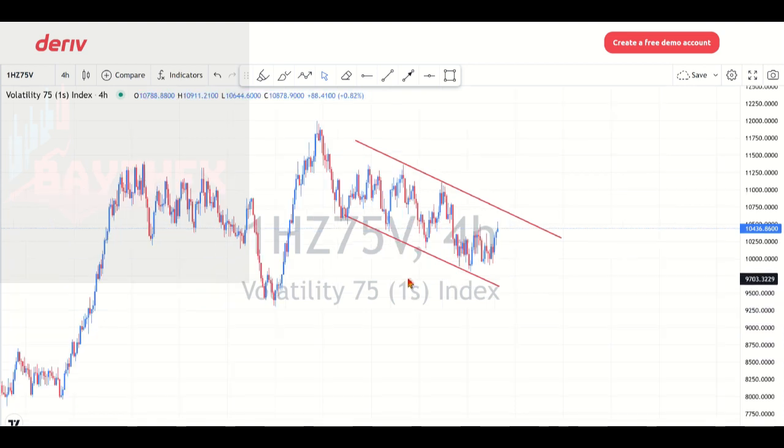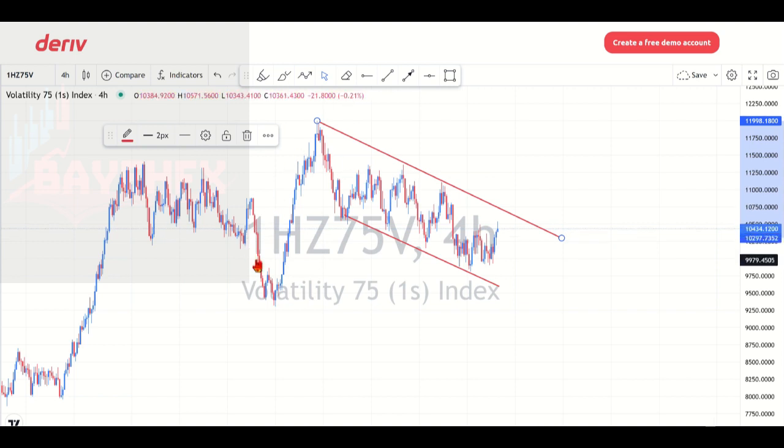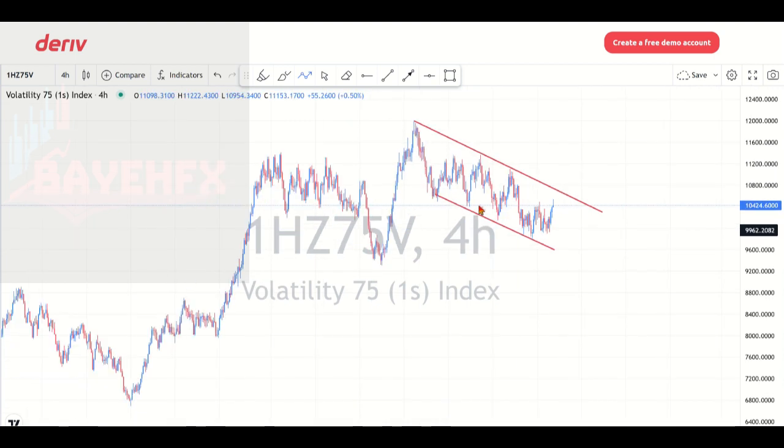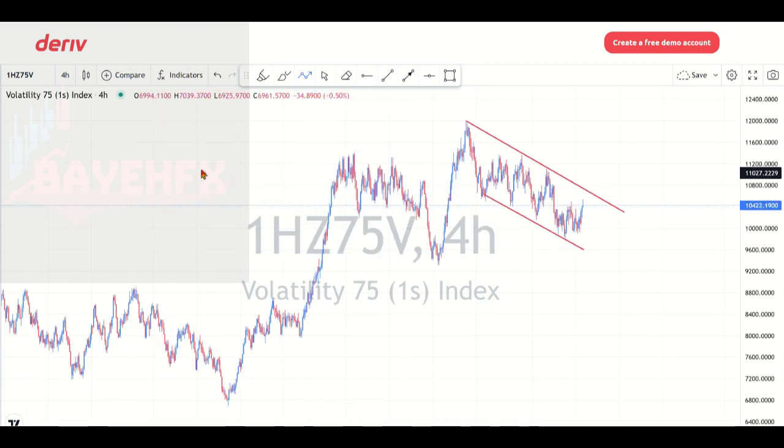Because this is after a bullish flag. It was supposed to go in some zones like this, but we need to see the market breaking out of this correctional channel to confirm we're going to go long. So that's it for VIX75. Let's move to the next pair.